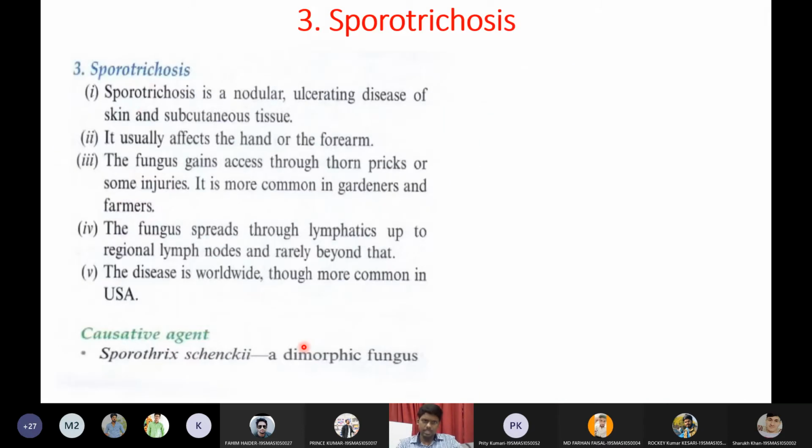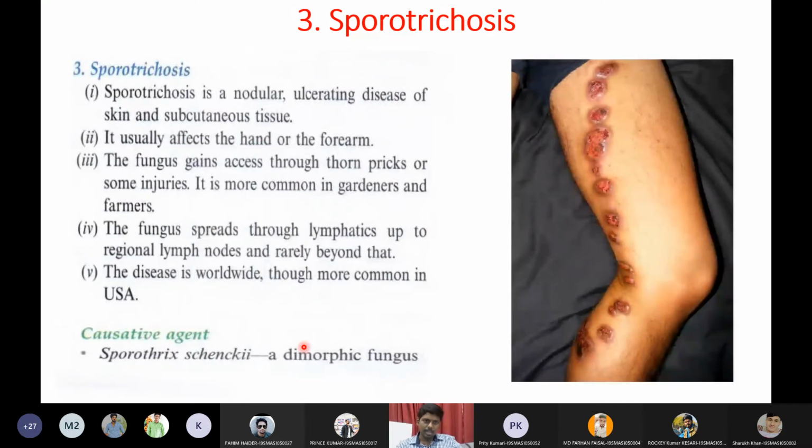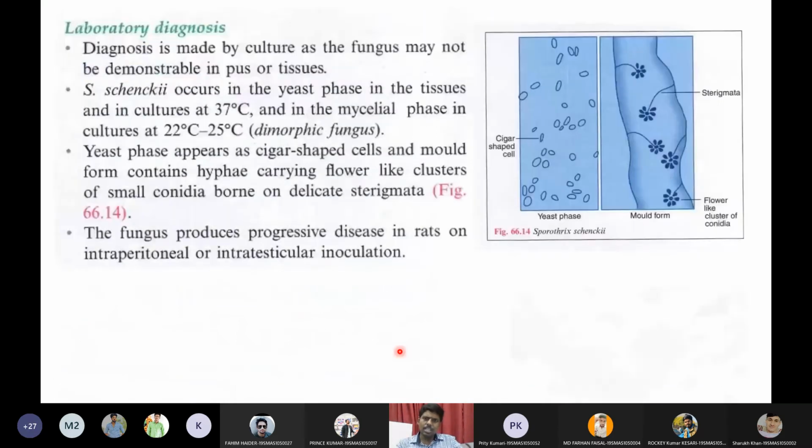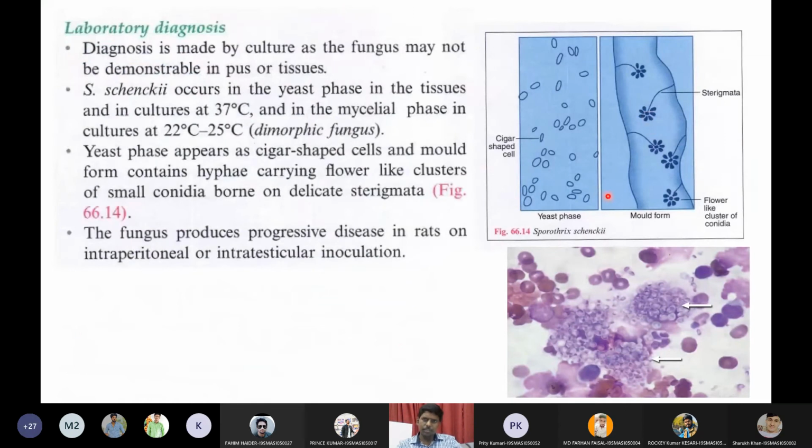Then the second one is sporotrichosis. Whenever I say sporotrichosis, immediately you should think of the word: it is a gardener's disease, a farmer's disease. It will cause ulcers which will spread through the lymph nodes of the body. This is caused by a fungus called Sporothrix schenckii, which is a dimorphic fungus. Also remember, sporotrichosis is a farmer's disease caused by thorn prick injury. Hence, the fungus also looks like a flower. Since it is a dimorphic fungus, the mycelial form looks like a flower with delicate sterigmata. This is how you can identify the sporotrichotic infection.